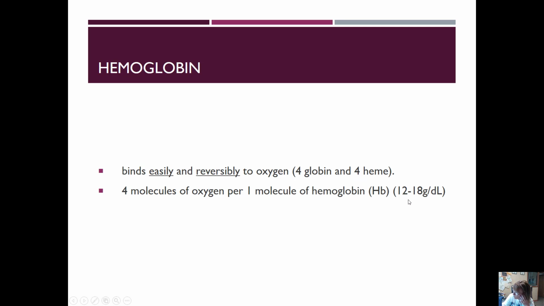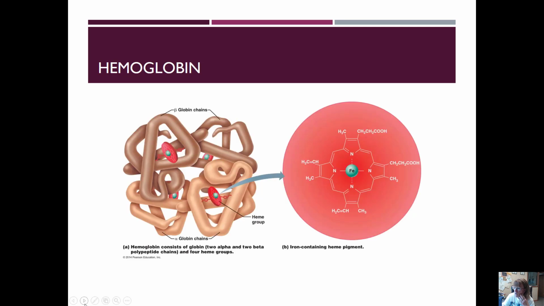This is probably an important number to remember. What is the concentration of hemoglobin in our body? Should be between 12 and 18 grams per deciliter of blood. And that determines the oxygen carrying capacity of the blood.